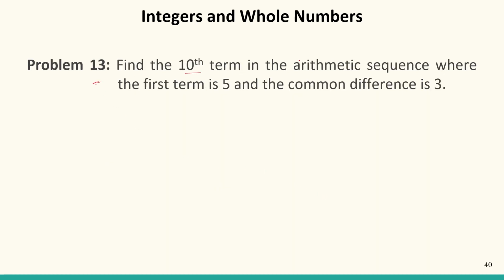Let's see problem number 13. Find the 10th term in the arithmetic sequence where the first term is 5 and the common difference is 3.